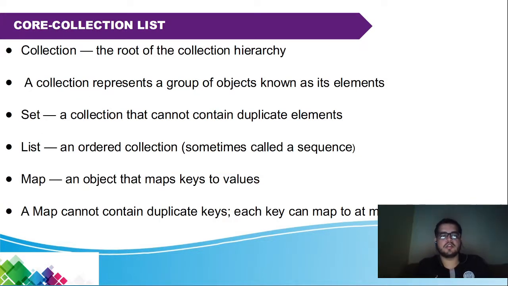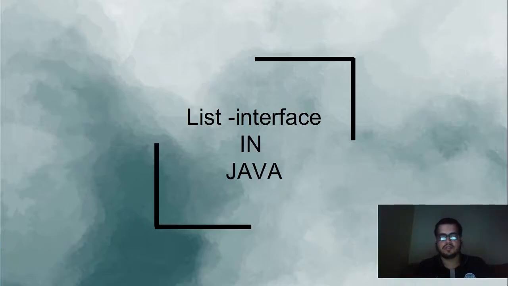So these are the core collections, and it basically consists of three things: set, list, and map. And in my presentation, I'm going to explain all these three. Set is a collection that cannot contain duplicate elements, list is an ordered collection, and map is an object that maps keys to values. So now, sir, the first topic I'm going to explain is the list interface in Java.